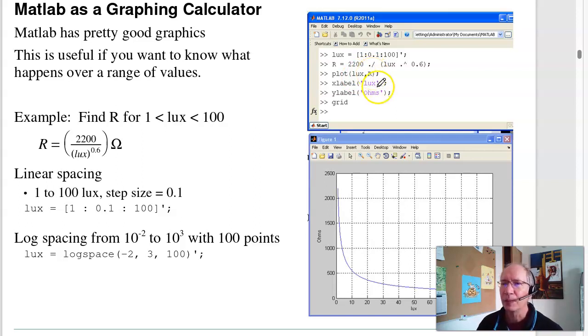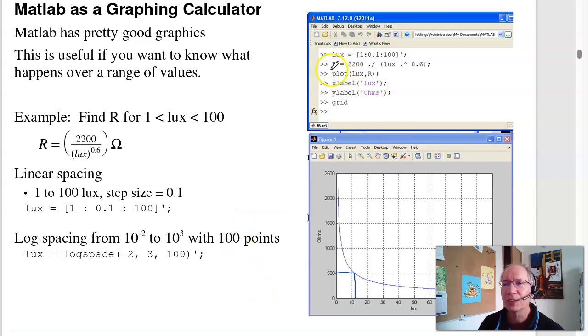And I can label the axis. Usually it's good to label the axis, because otherwise nobody knows what you're plotting. So x-axis is lux, y-axis is ohms, and here's what it looks like. What graphs do for you is I can sit there and see what happens. If the lux goes below 10, the resistance shoots up, and then it drops. What graphs also do is they let you go backwards. If I know lux, I can find R. If I know R, I can find lux.